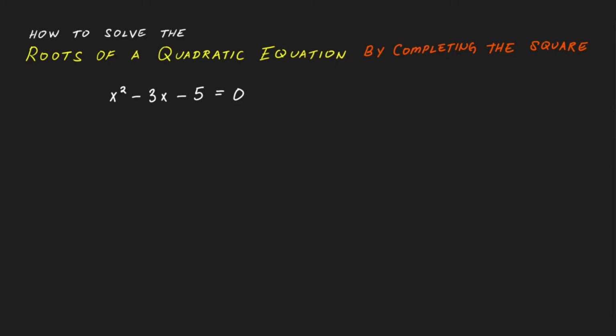Alright people, so we have here another example. We have the quadratic x squared minus 3x minus 5. Is this a factorable quadratic? I don't think so. Okay, so how do we prove that?